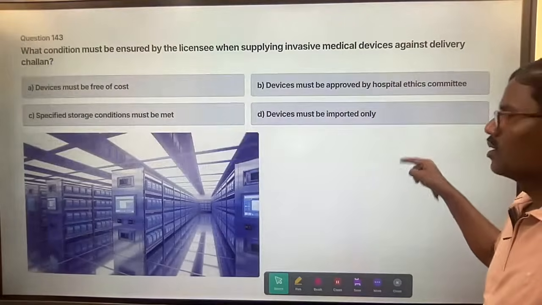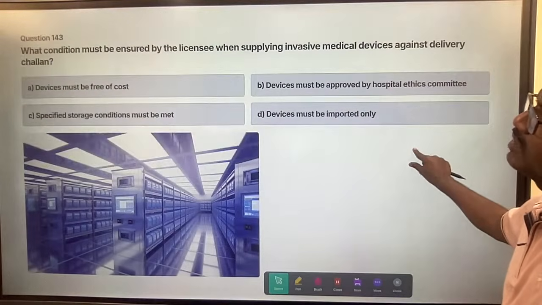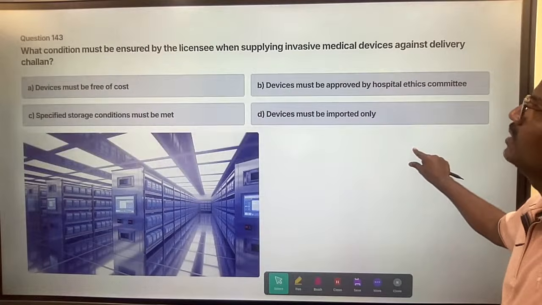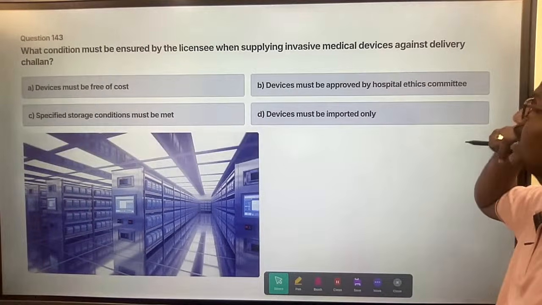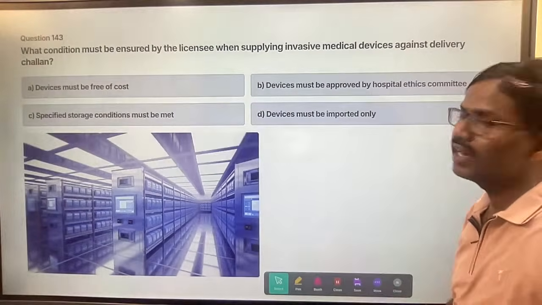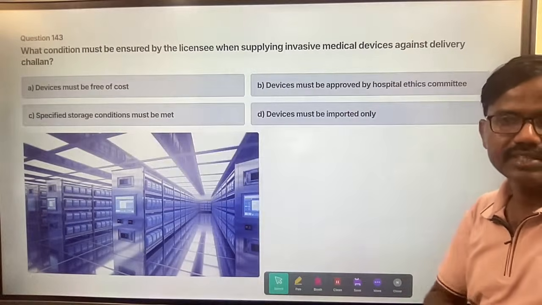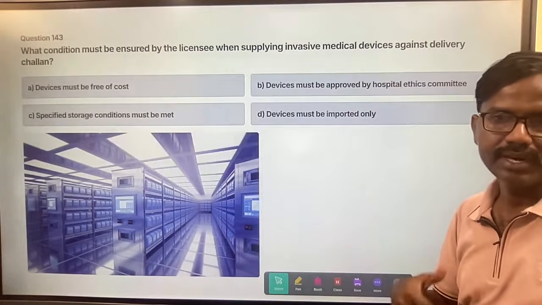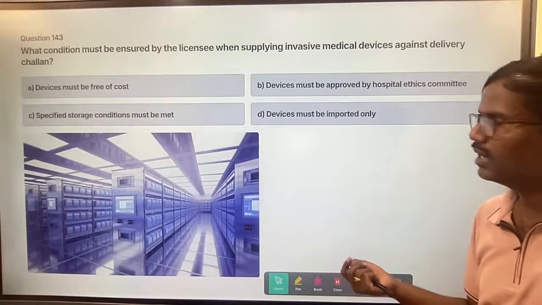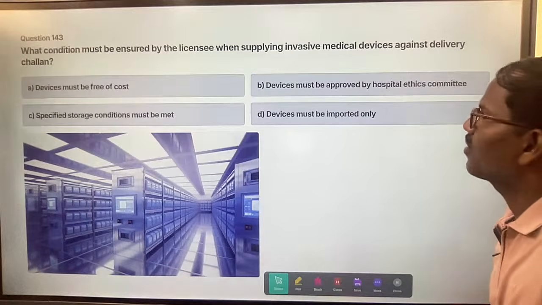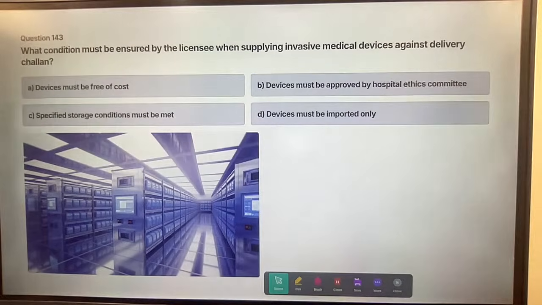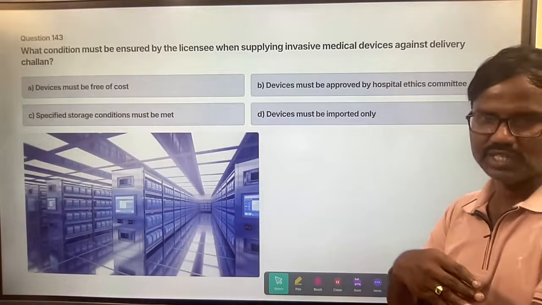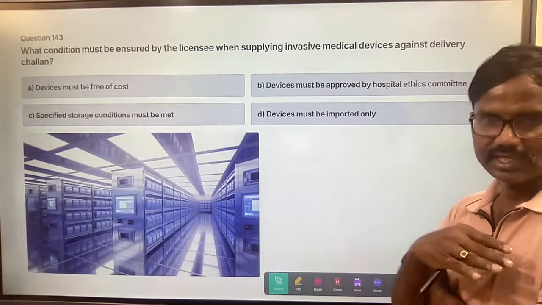Okay. Next, what conditions must be ensured by the licensee when supplying invasive medical devices against a delivery challan? This is very, very important. So exemption conditions: emergency medical devices directly to the hospital, right? Device must be free of cost. Device must be approved by the hospital ethics committee. This is a repeated question for our students. I have given it so many times in the test series.